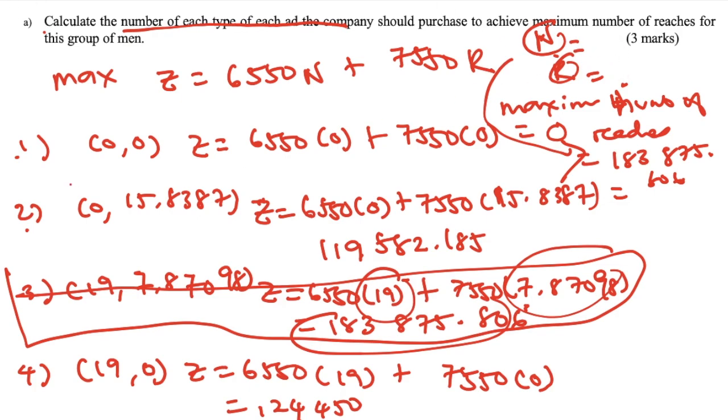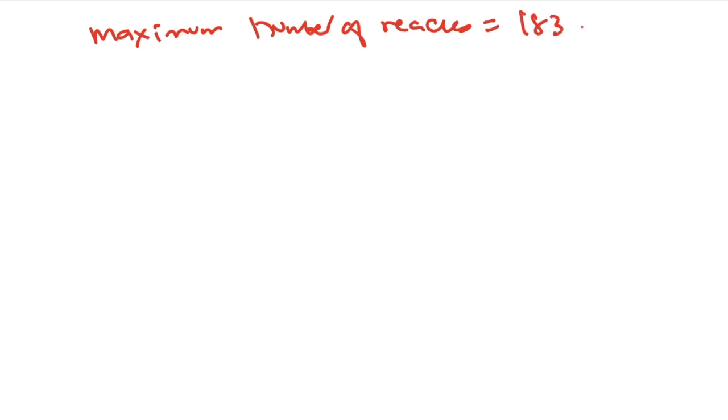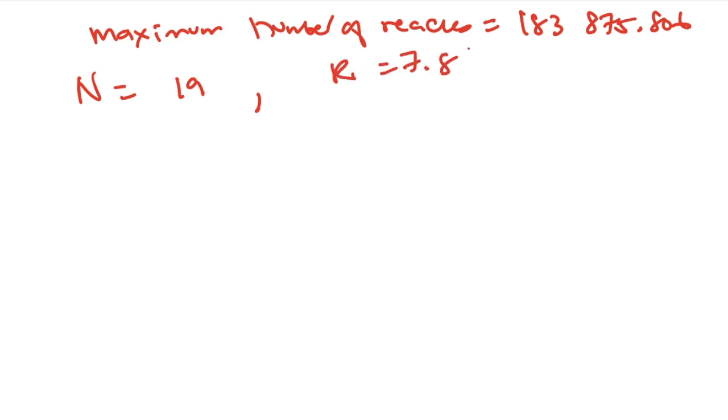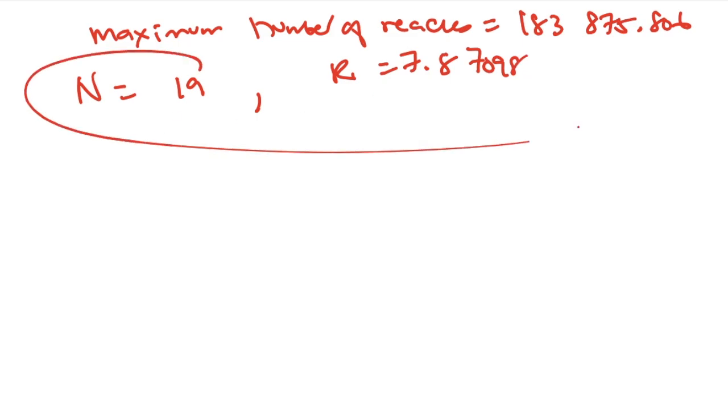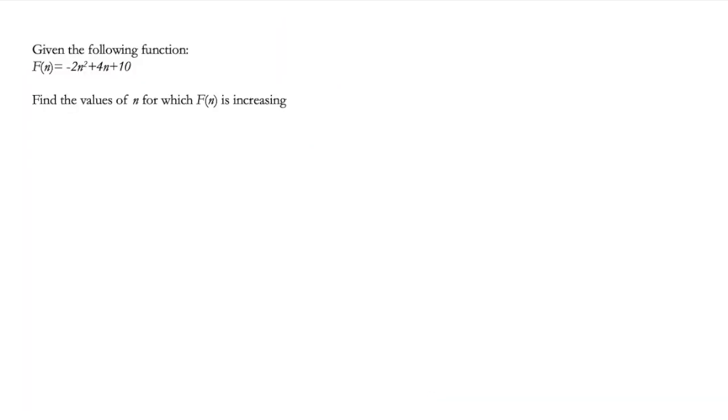So the answer you should write, okay, let me write it here so that it becomes clearer. Maximum number of riches is actually 183,875.806. But how many N? N should be 19 and R should be 7.87098. This is the answer. Okay, clear? All right.